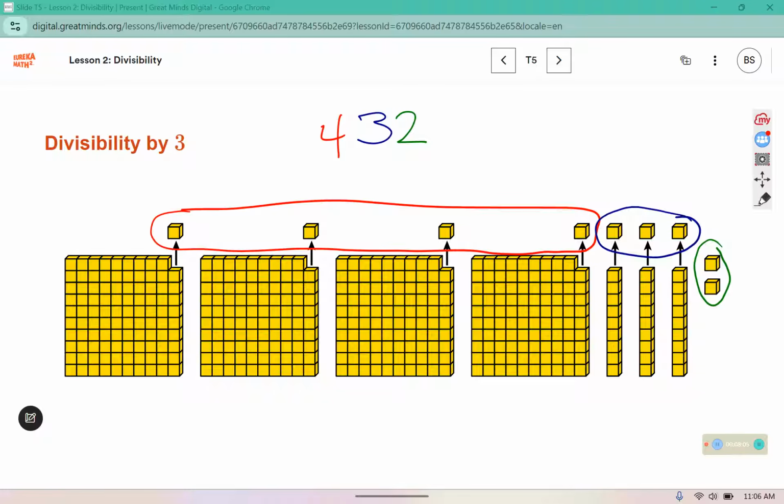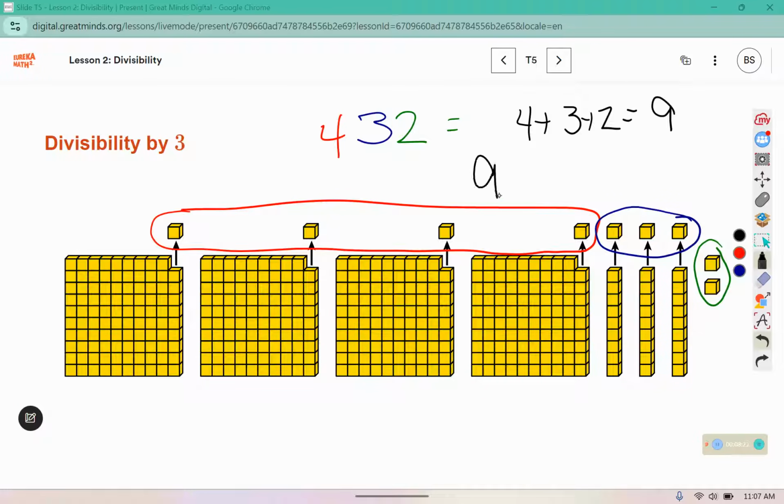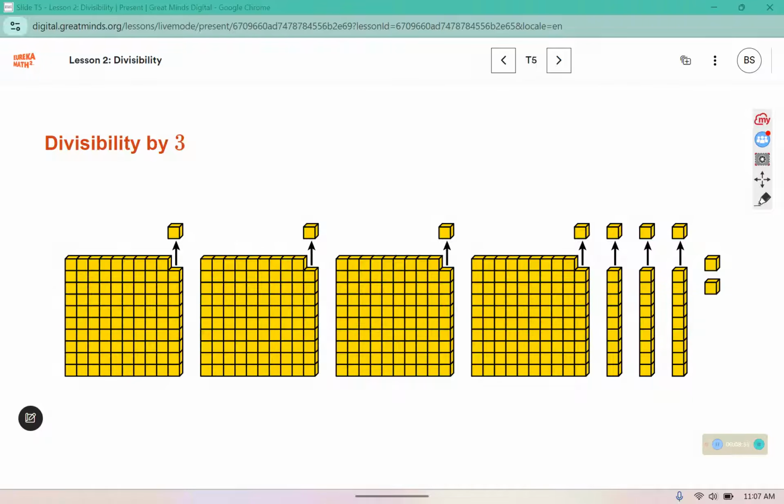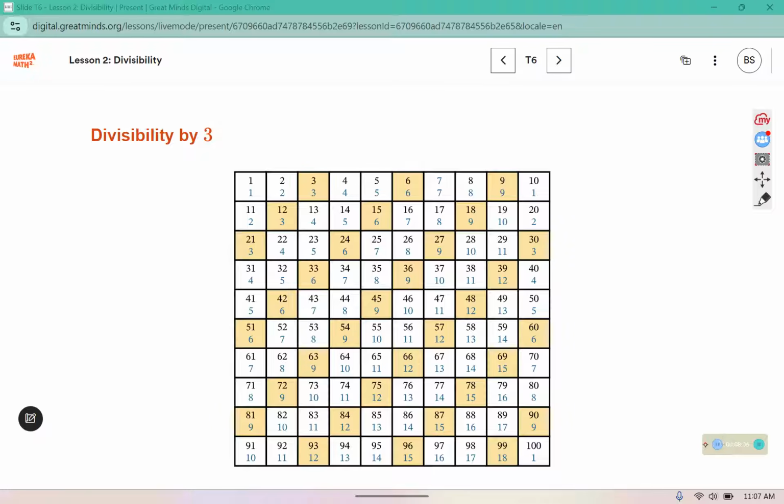So this divisibility rule for 3, there's 4, 5, 6, 7, 8, 9. If I add up all those digits, 4 plus 3 plus 2 gives me 9. And 9 is divisible by 3. So 432 is also divisible by 3. We are going to look at the ones separated from the hundreds, the tens, and the ones, and see if the sum of the digits is divisible by 3.